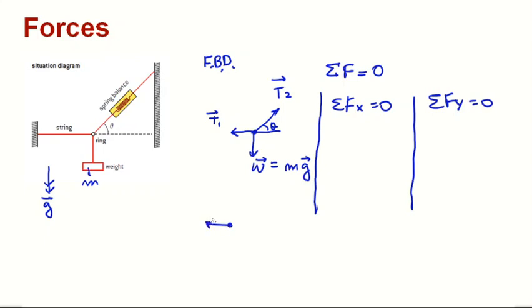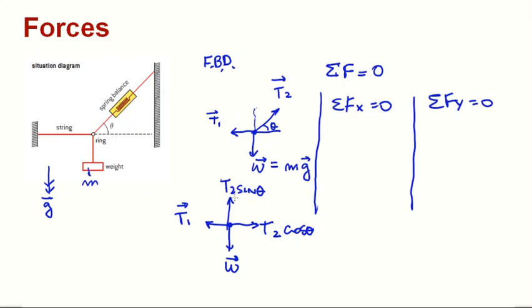So we still have the same T1 to the left. We have our weight down. We have a horizontal component of this tension T2, and we have a vertical component of tension T2. Now if you notice in your booklet, the horizontal component would be T2 cosine of theta, and the vertical one would be T2 sine of theta. Take a look in your physics data booklet, that should be there.